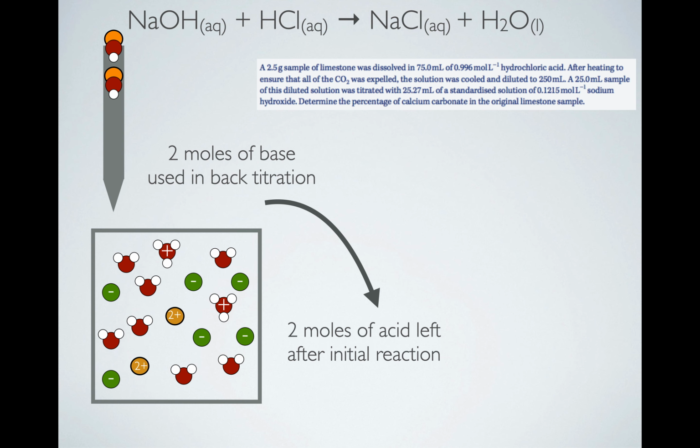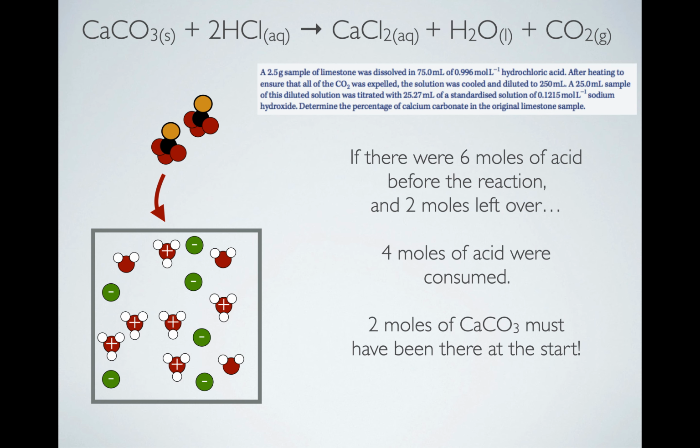And because there were 2 moles of acid left over, if there were 6 moles of acid before the reaction and 2 moles left over after I had done the reaction, 4 moles of acid must have been consumed during my reaction with calcium carbonate. And if 4 moles of acid were consumed, by my stoichiometry I must have had 2 moles of calcium carbonate at the start.